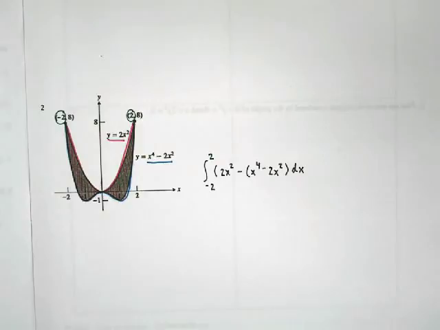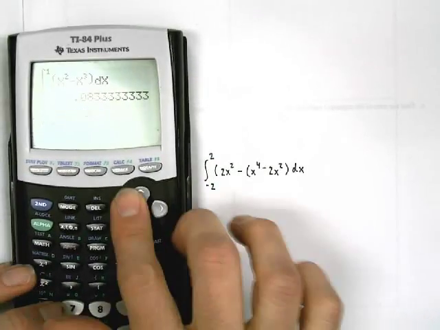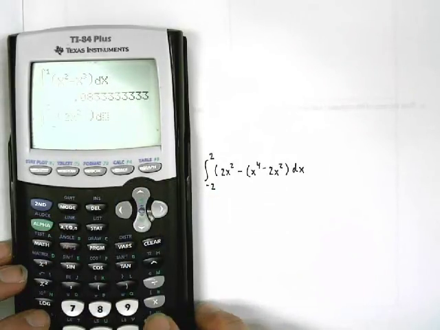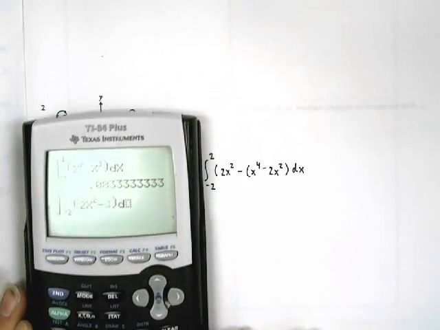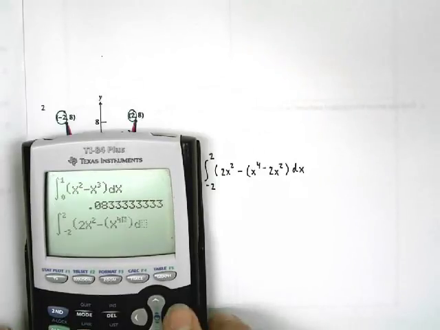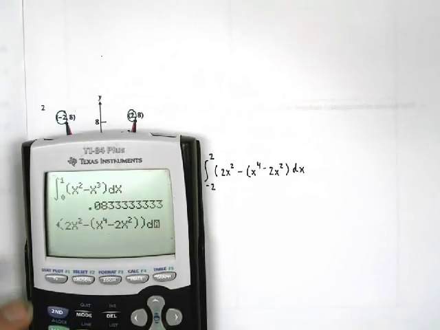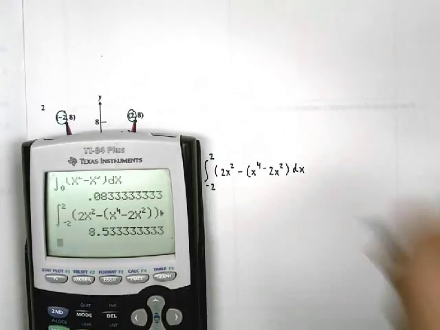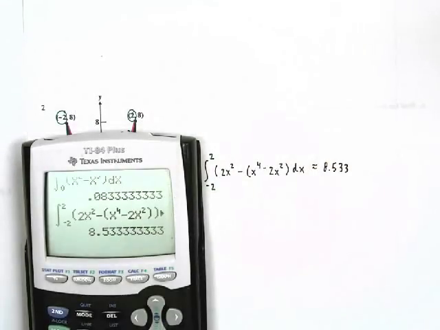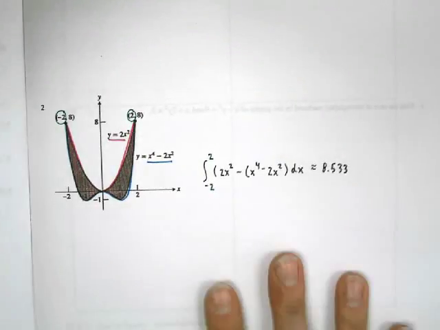And again, we'll just use our calculator to do that integration. So let's see, -2 to 2 of 2x squared minus, again, I'm going to be careful to use parentheses here because otherwise I'm going to have problems with my signs. dx. And my area is going to be about 8.533. All right, so let's keep going.